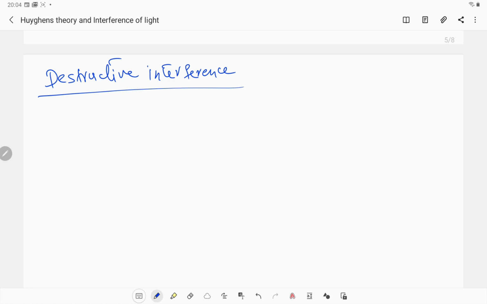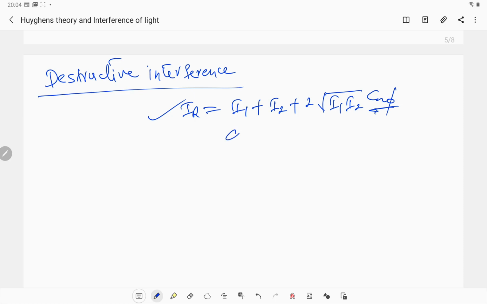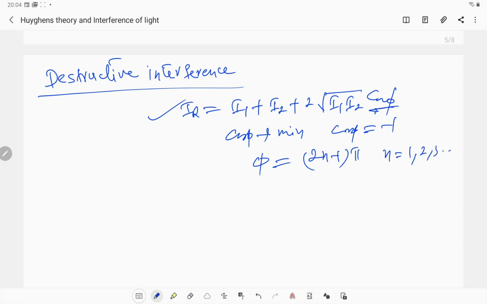See, destructive interference, same. Here also the resultant intensity is I1 plus I2 plus 2 root I1 I2 cos phi. Here also intensity depends on the phase difference. If cos phi tends to minimum, the minimum value of cos phi is minus 1. When cos phi is equal to minus 1, phi is equal to (2n minus 1) pi, where n is equal to 1, 2, 3 and so on.